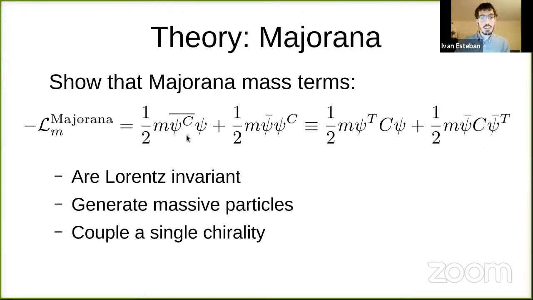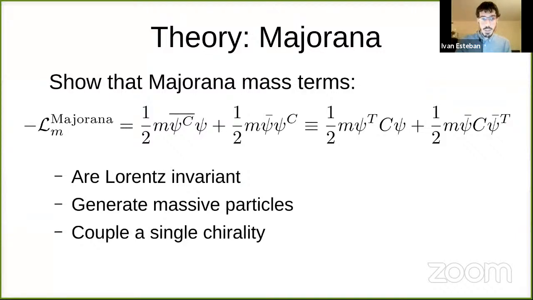So is it Lorentz invariant? Does it generate massive particles? And more importantly, what about chiralities? How are different chiralities coupled in this sort of mass term? And to answer these questions and to understand how this operator generates masses, we will do a first detour, a small detour that I think will make everything more clear.